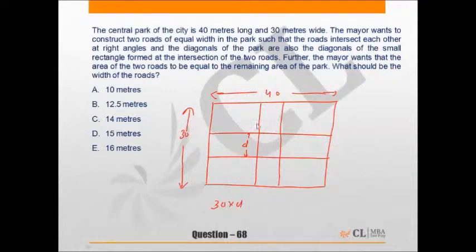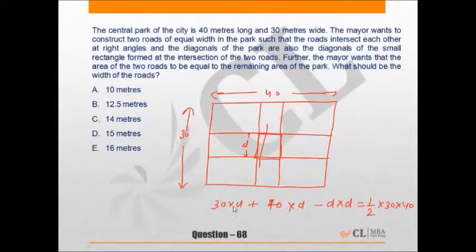This is the area of this part, the vertical road, plus the area of the horizontal road, 40 into d. And in this course we have counted the area of this portion, that is the intersection portion, twice, so we need to exclude it once. It will be d into d, and this is equal to half of the area of the Central Park, that is 1 by 2 into 30 into 40.